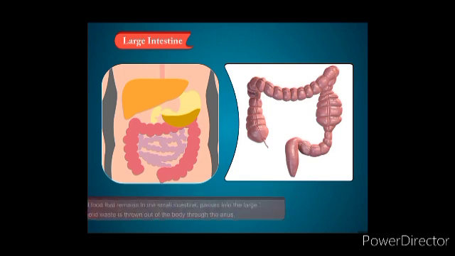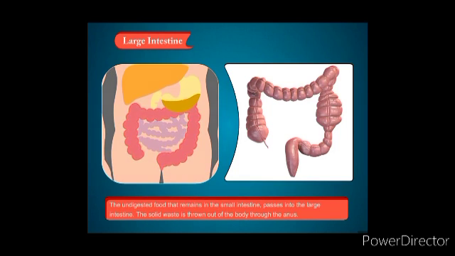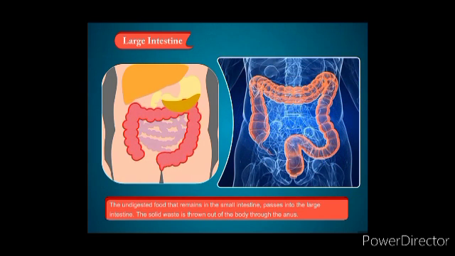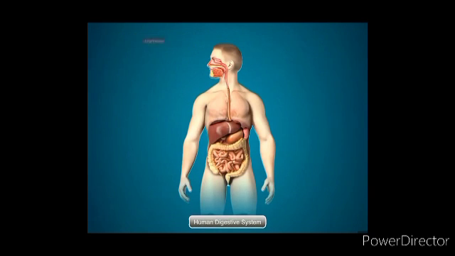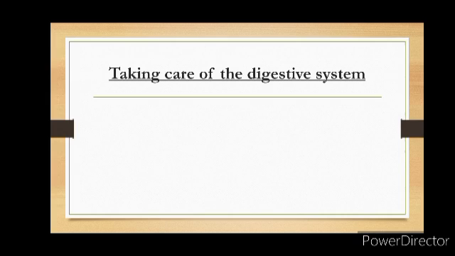Large intestine. The undigested food that remains in the small intestine passes into the large intestine. The solid waste is thrown out of the body through the anus. Human digestive system. Mouth, esophagus, liver, stomach, pancreas, large intestine, small intestine, appendix, anus.